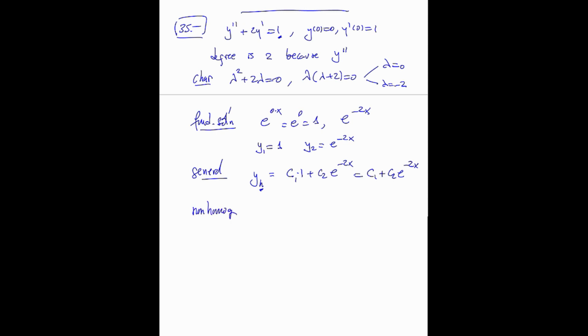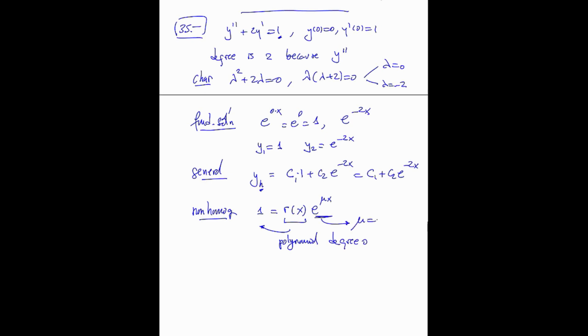The non-homogeneous part is the constant 1, which should be written as a polynomial r of x times e to the mu x. Here r of x is the number 1, so this is a polynomial of degree 0. And the exponential we don't see, so this means mu is equal to 0, because e to the 0x is e to the 0, which is 1 also. When you don't see the exponential, it's because mu equals 0.